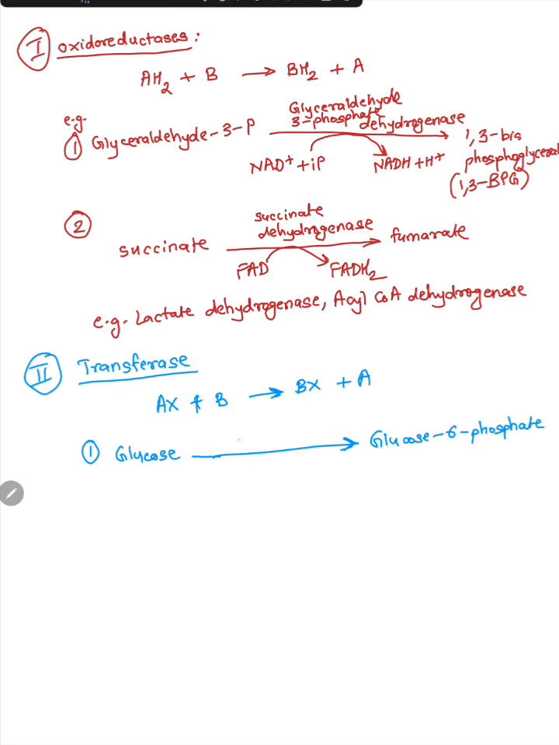So glucose 6-phosphate, hexokinase or glucokinase. Glucokinase is in the liver, hexokinase is in all tissues, and ATP acts as a phosphate donor, and ATP becomes ADP. Magnesium acts as a cofactor. We'll learn very soon what cofactors are. And second example can be, say, norepinephrine to epinephrine.